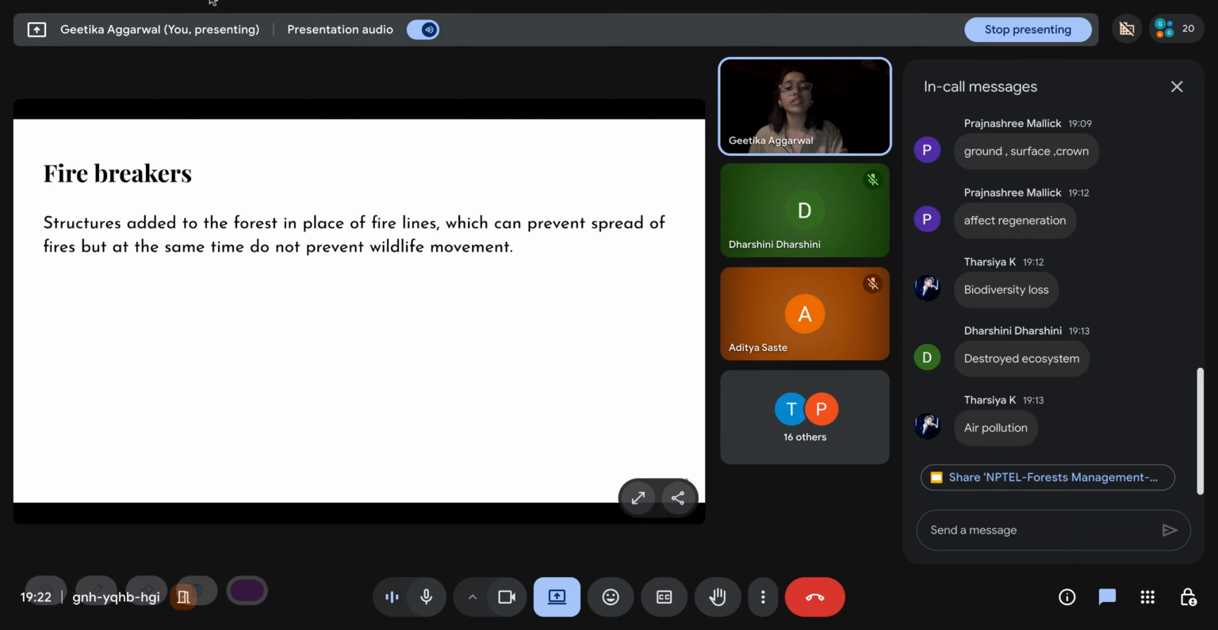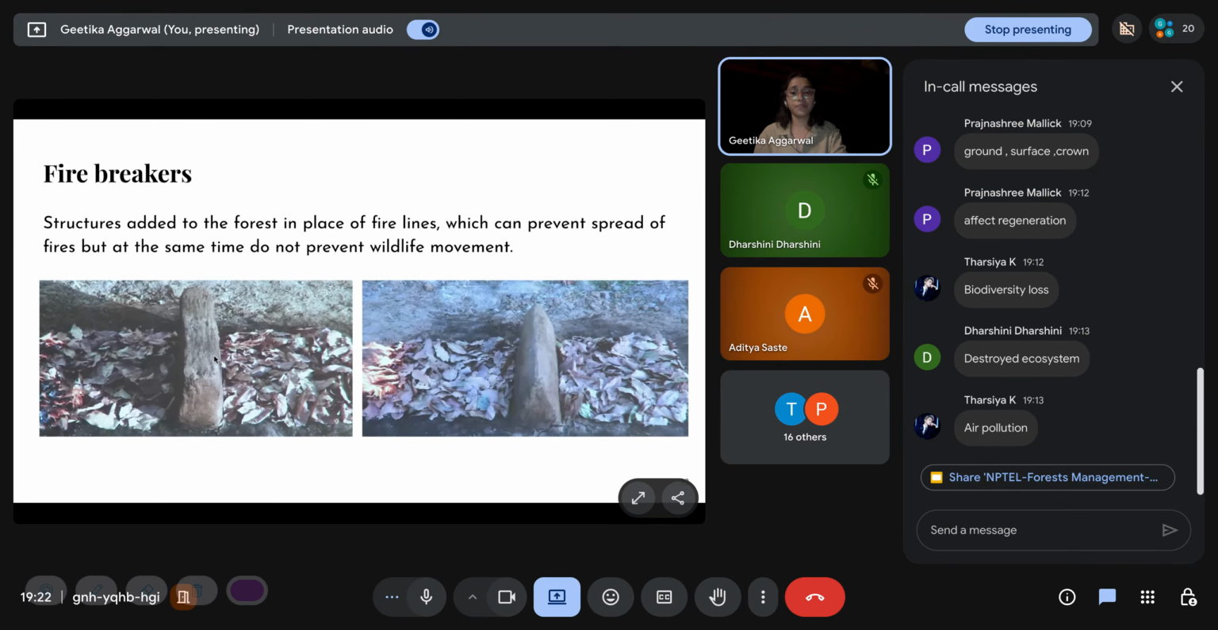So what they came up with is to make these mud structures, which can prevent fire from spreading from one side to the other. And what they found is they made two kinds of structures. One was this cuboidal structure, one was this prism-shaped, prismoid structure to prevent fire from spreading. Both of them prevent fire from spreading from one side to the other.